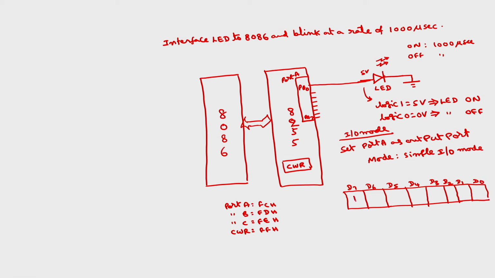So this D7 should be 1 for IO mode. If it is bit set reset mode, this will be 0. Okay. So this D0 stands for port C lower, as I have discussed in the earlier slides.